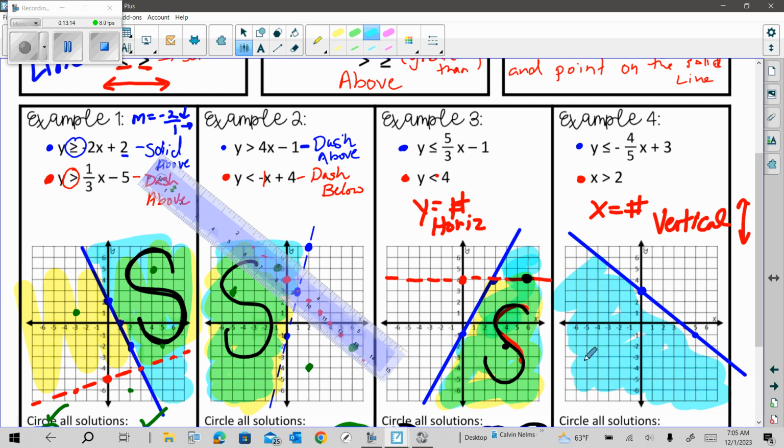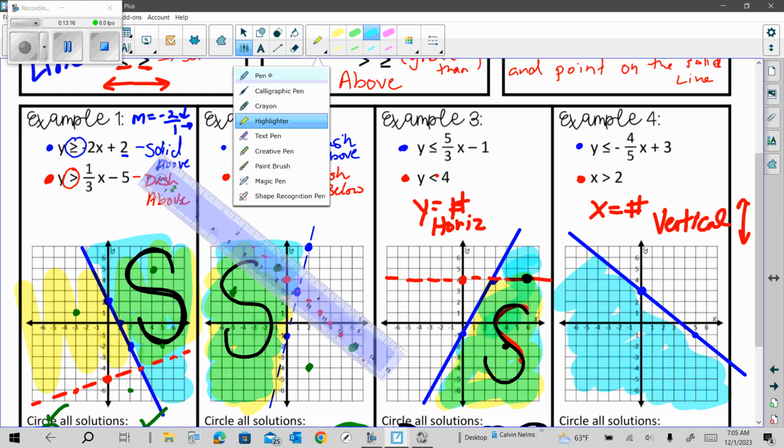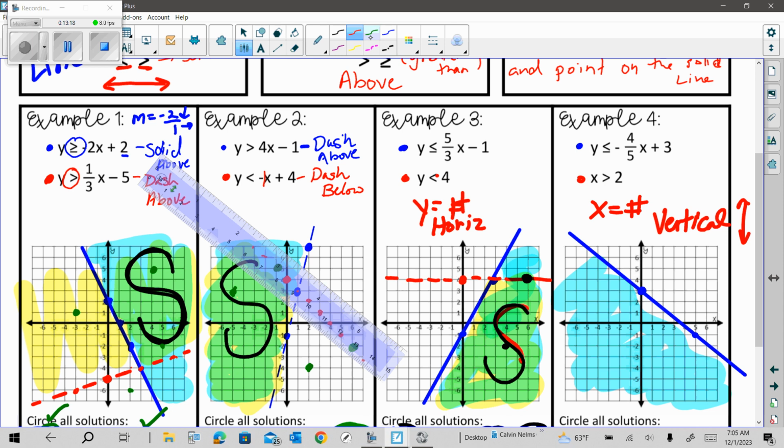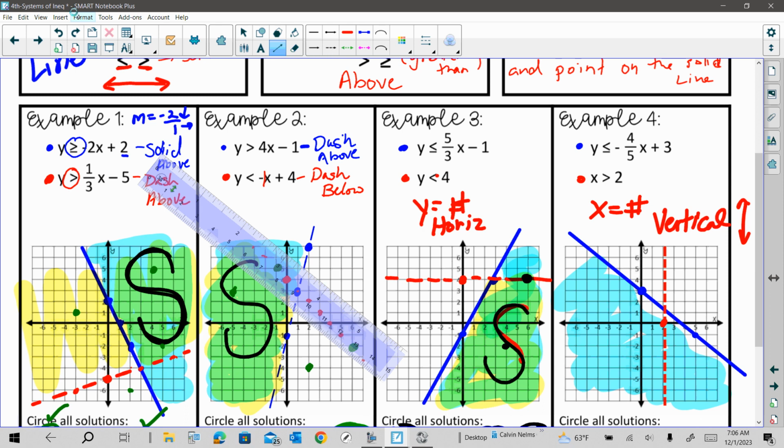Then we're going to do our vertical line. X is greater than 2, so I go to 2 and draw a vertical. Remember, that's crooked, but let me fix that real quick. Because actually it's supposed to be a solid line, so let me undo that. All right, so there's our vertical line.